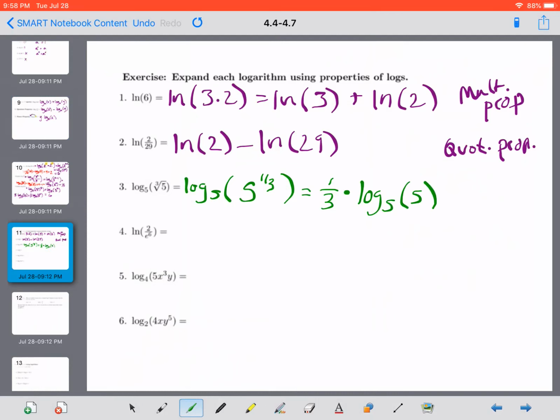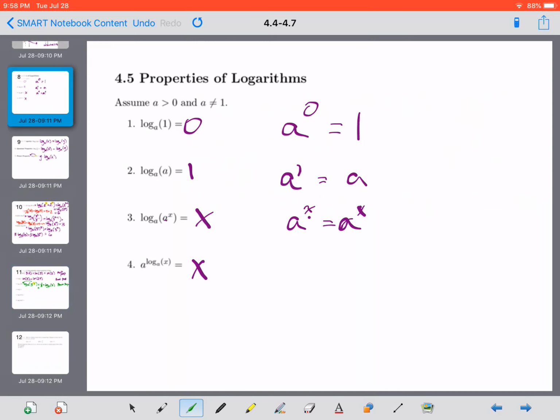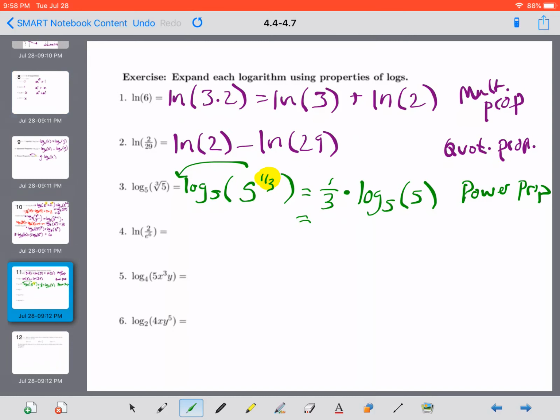Remember, the power property says if you have some sort of power inside your log function, you can pull it out in front as multiplication. So I can rewrite it as 1/3 times log base 5 of 5. Well, log base 5 of 5, if we go back to our first page of properties, log base a of a is always equal to 1. So log base 5 of 5 is equal to 1. So this is 1/3 times 1, which is just 1/3. Okay, this simplified nicely.